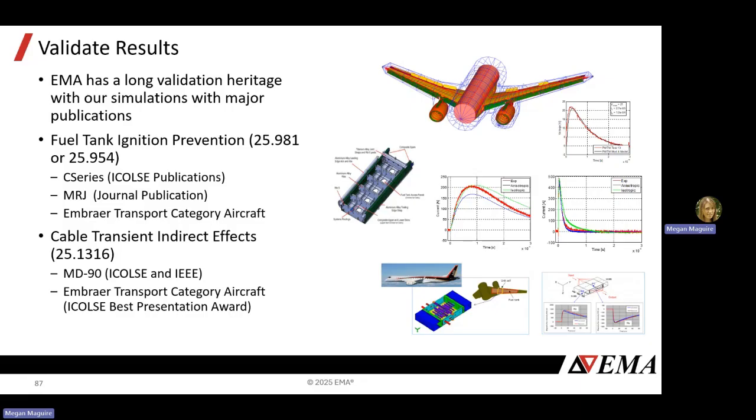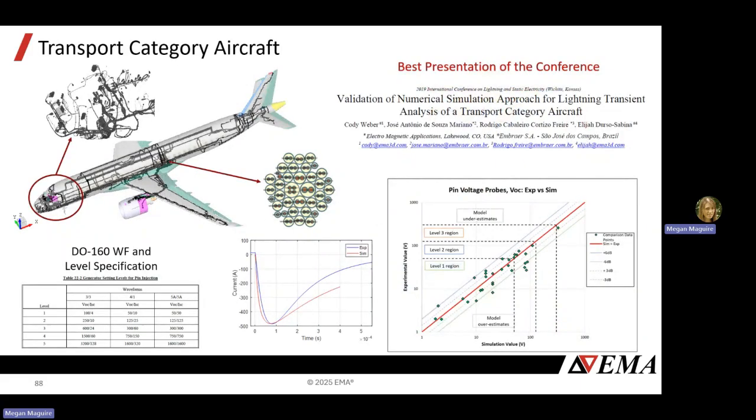These validations can be done on smaller areas, like fuel tank ignition, or on full vehicles. We've had a lot of experience with full vehicle validation. This is just an example of a validation that was done for the simulation on a transport category aircraft.